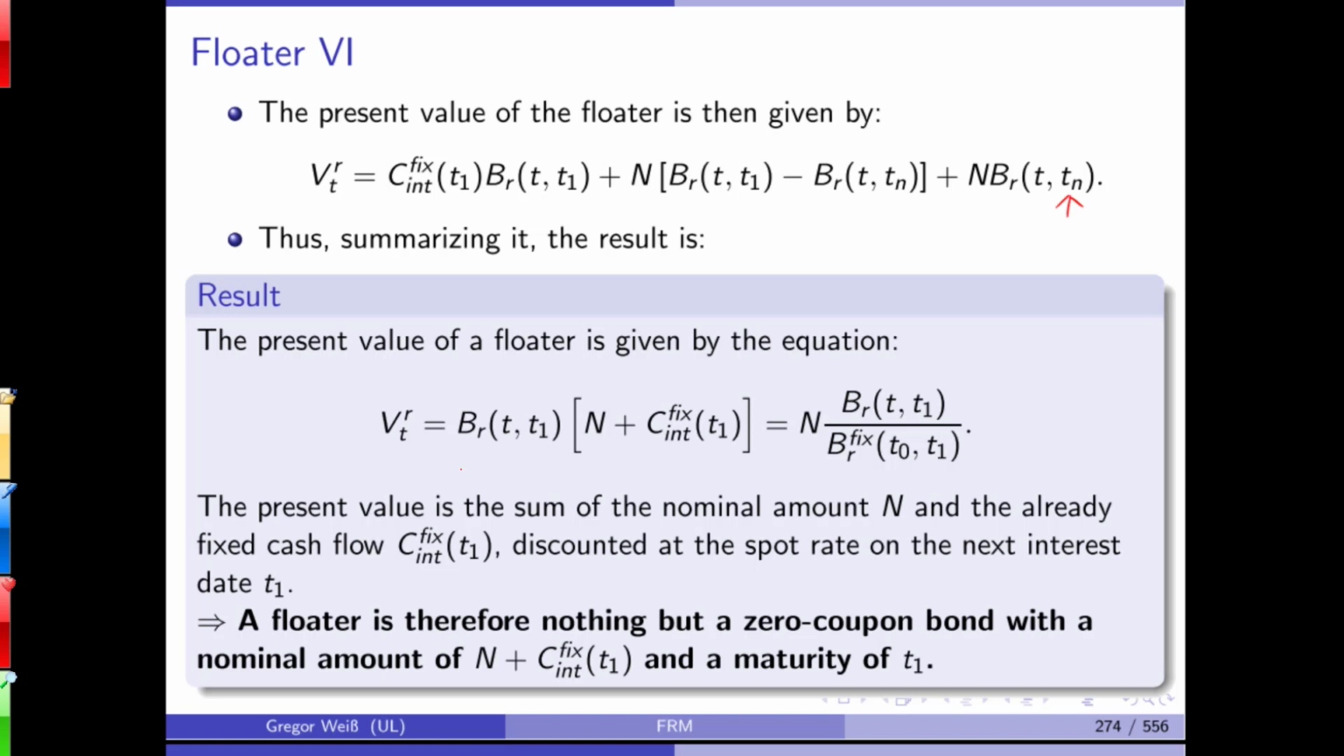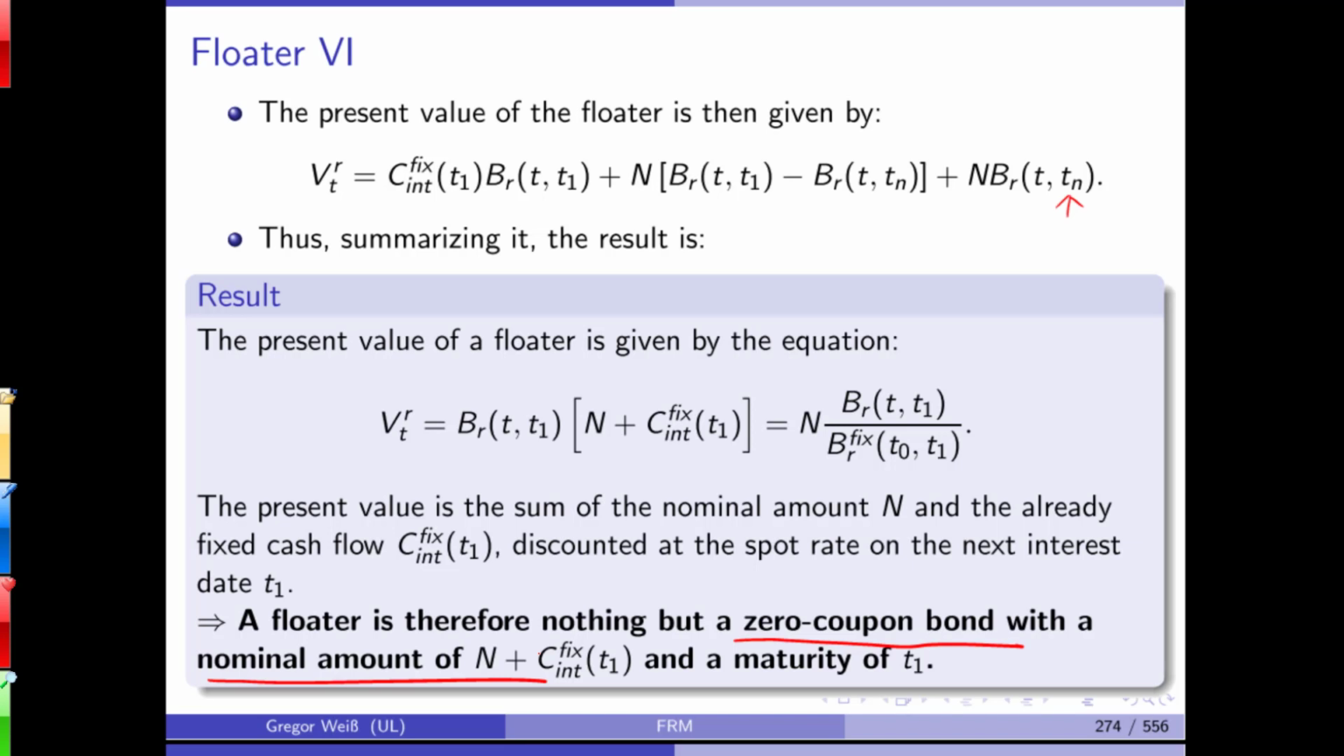And if you now simplify it even more, if you combine it, you will see that the present value of a floater is given by what? Discount factor for one period times the notional plus the already fixed interest payment. In other words, notional times the discount factor for 1 year and the already fixed interest payment. In summary, a floater is nothing but a zero coupon bond with a nominal or notional amount of N plus the fixed interest payment and a maturity of T1.